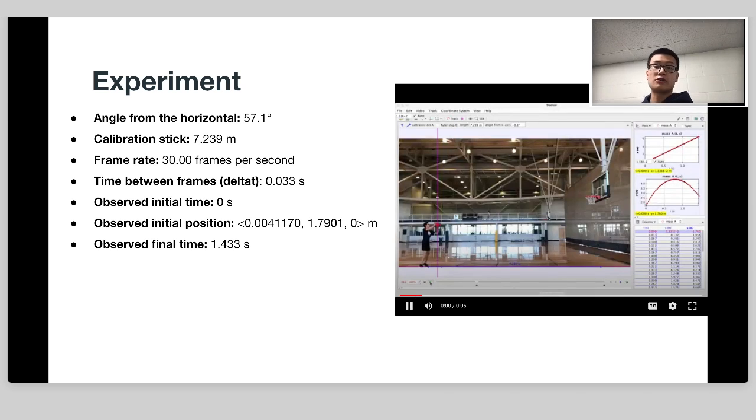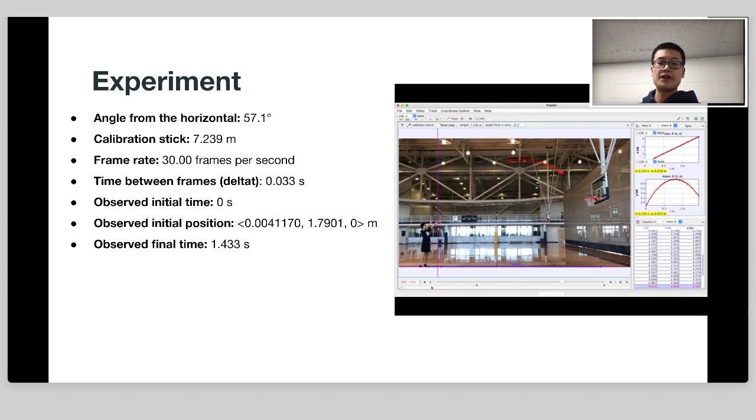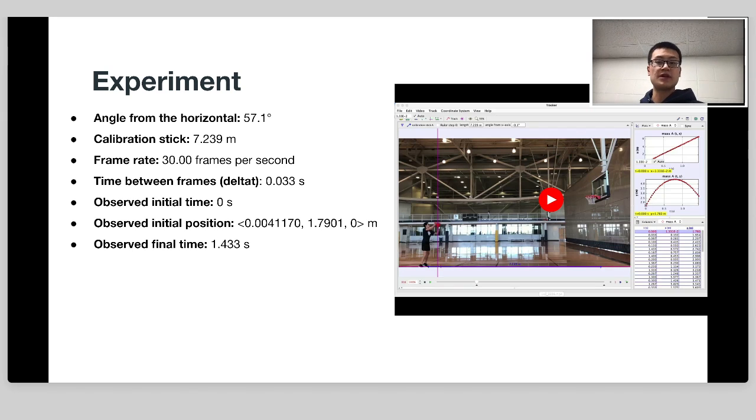For this experiment, I recorded myself shooting a basketball from beyond the arc at our campus rec center. The central unknown in this experiment was the initial velocity. There was no information on how fast it was shot. The time to the maximum height, however, can be found from the kinematic formula. It is known that at the maximum height, the y component of velocity should be 0.